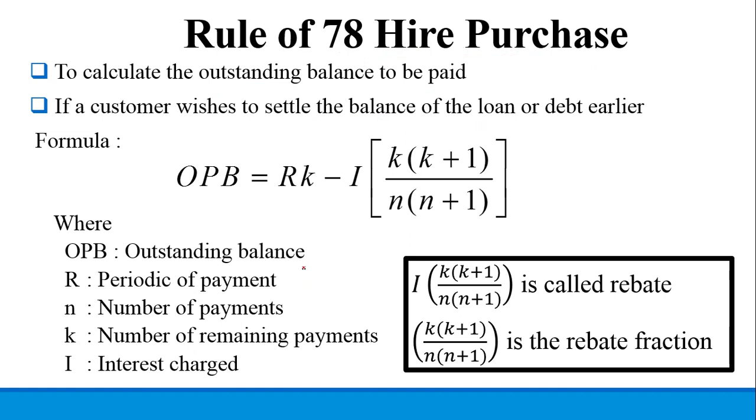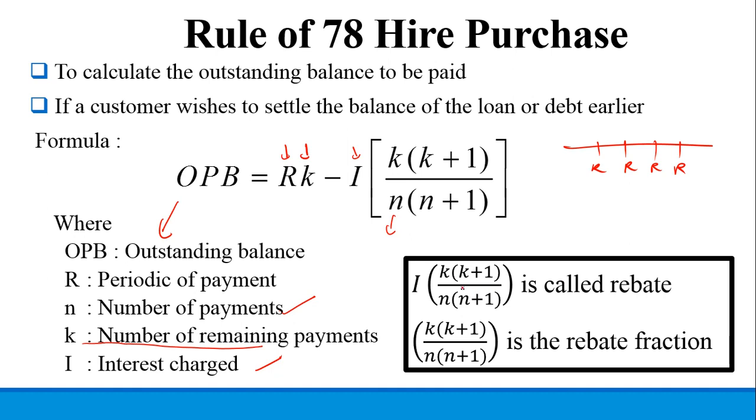Okay, how do you calculate the outstanding balance? The outstanding balance is OPB, where R is the monthly payment that you pay every month, or every week, depending on the interval, the same amount that you pay for the same interval. K is the number of remaining payments, I is the interest, and N is the number of payments.